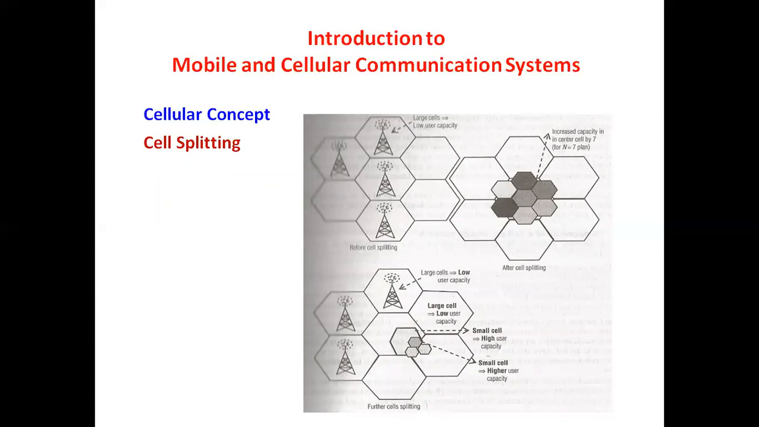On the screen, there are large cells and small cells. The large cells have low user capacity and the small cells have high user capacity. So it looks like smaller cells are better to equip more users than larger cells.